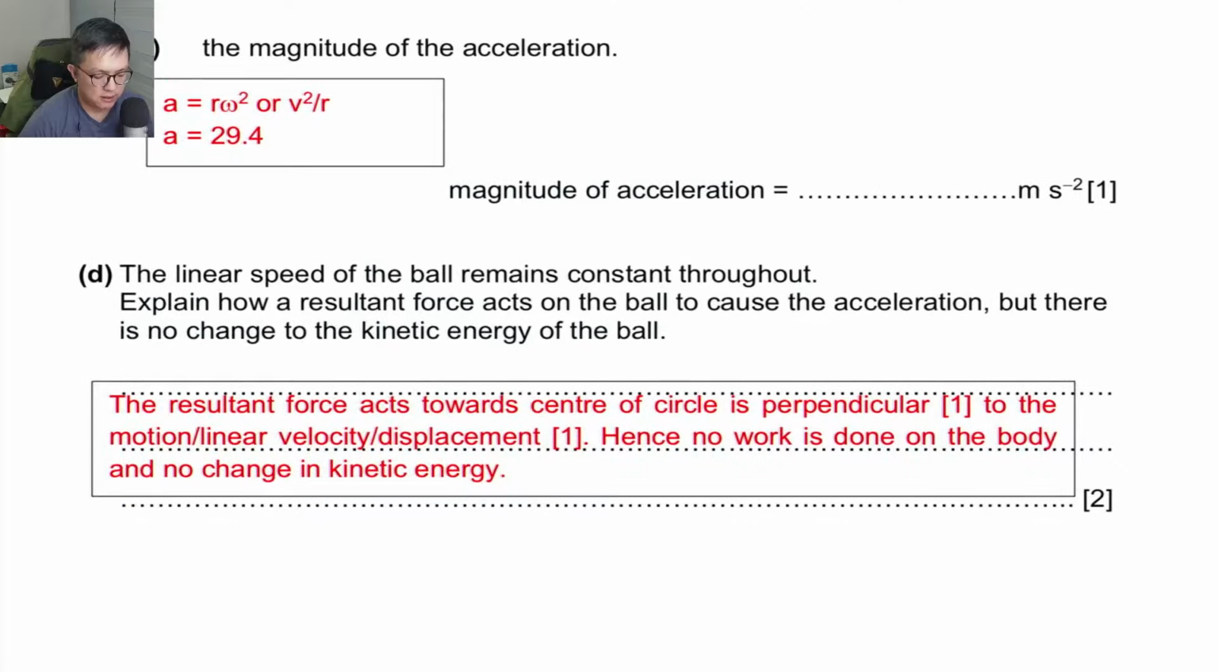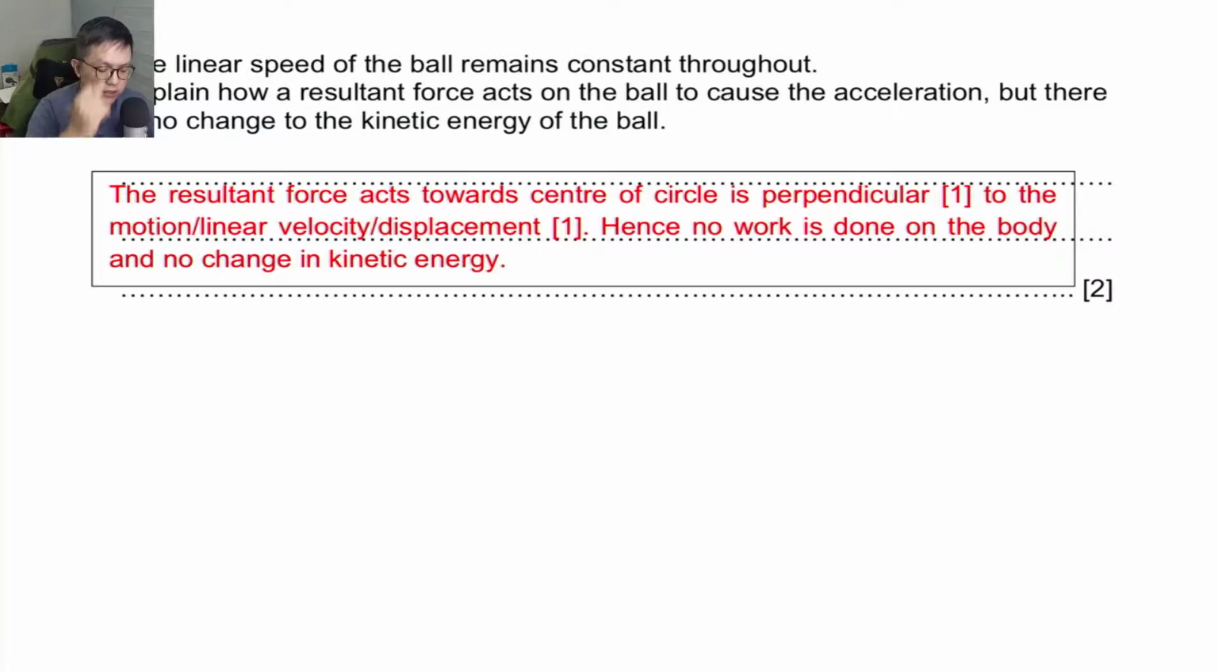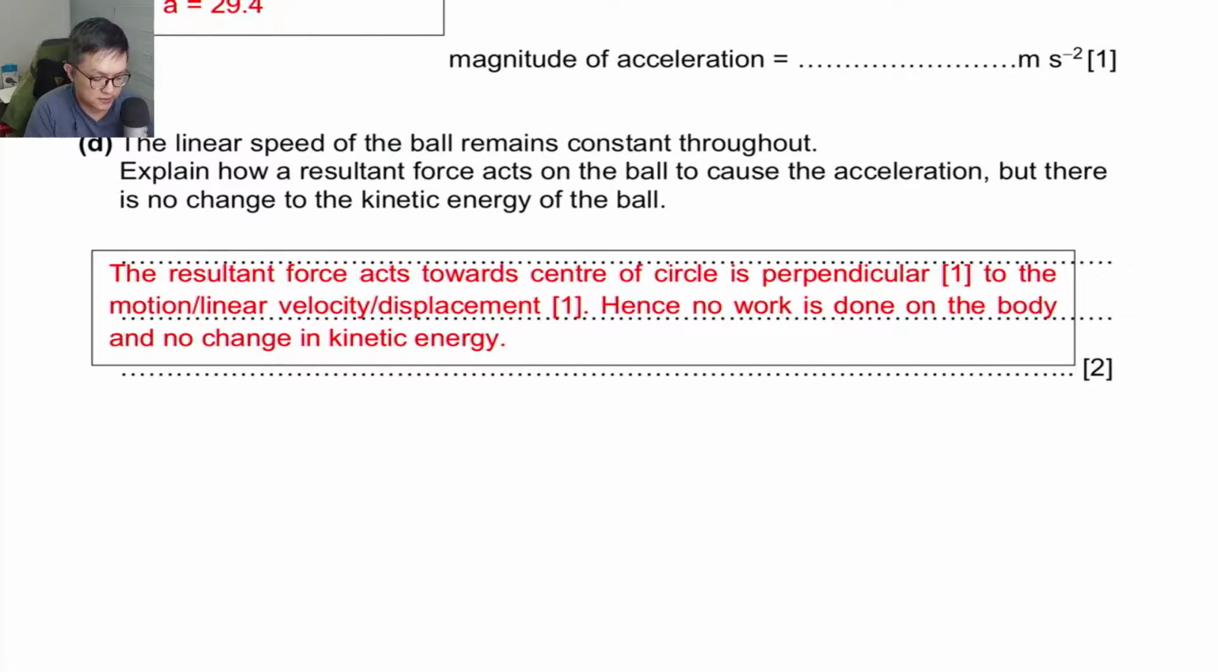Last, the linear speed of the ball remains constant throughout. Explain how a resultant force acts on the ball to cause acceleration, but there's no change in the kinetic energy of the ball. For this one, we are not asking you to say that it's because speed stays constant. A lot of you made the mistake of saying, because your question says that speed is constant, therefore kinetic energy has no change. That's obvious, but you're not supposed to do that, because you're supposed to use the resultant force. The key is this resultant force here. There's a resultant force causing acceleration. How come there's no change in your speed?